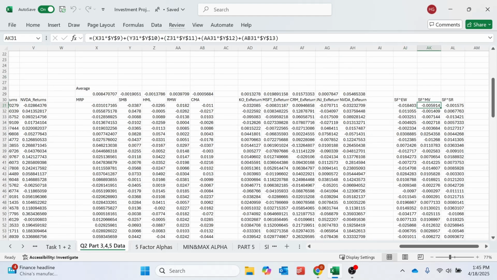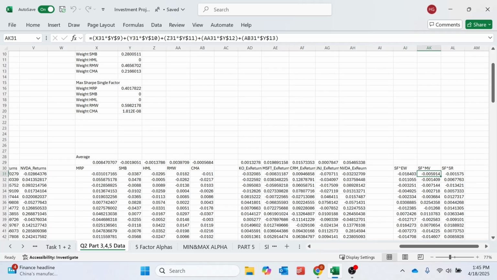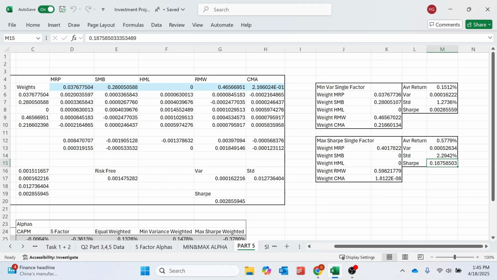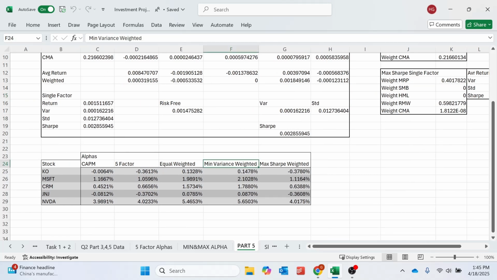We use the weights, which I moved over here. These weights were the ones we calculated. For this minimum variance, you multiply the market risk premium by its weight, and you sum them all up, and you get this single factor here. And similar to the last one, you run a regression analysis of the stock returns versus this single factor here. When you do it as well for the Sharpe ratio, you get the alphas with respect to the minimum variance weighted portfolio and the max Sharpe weighted portfolio.